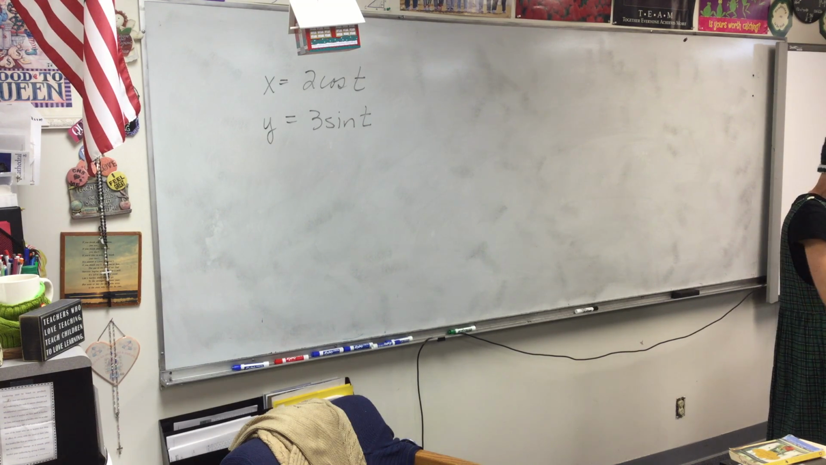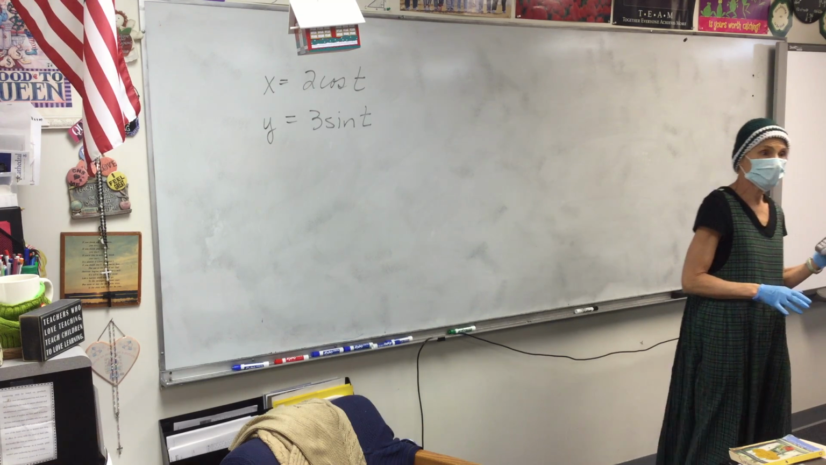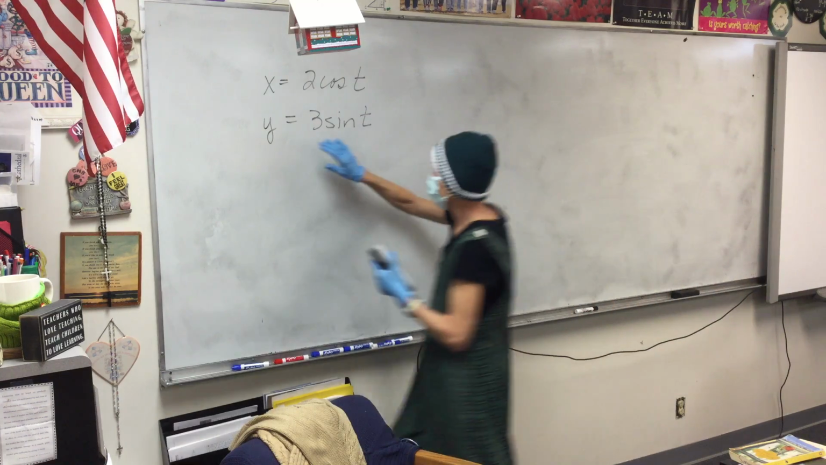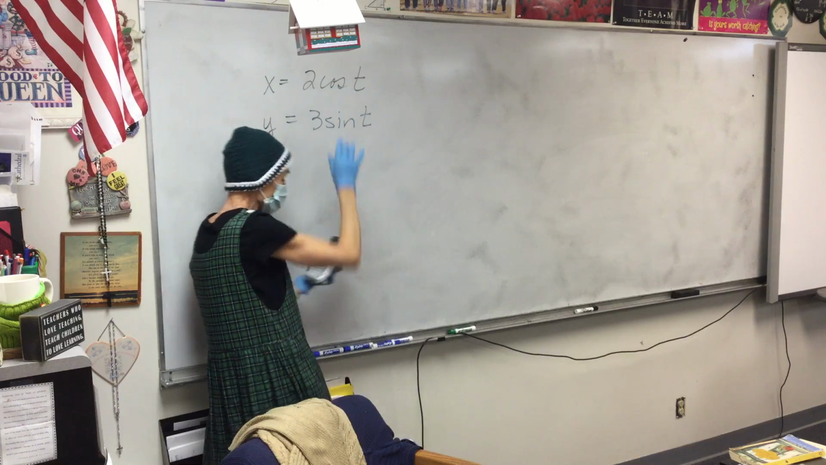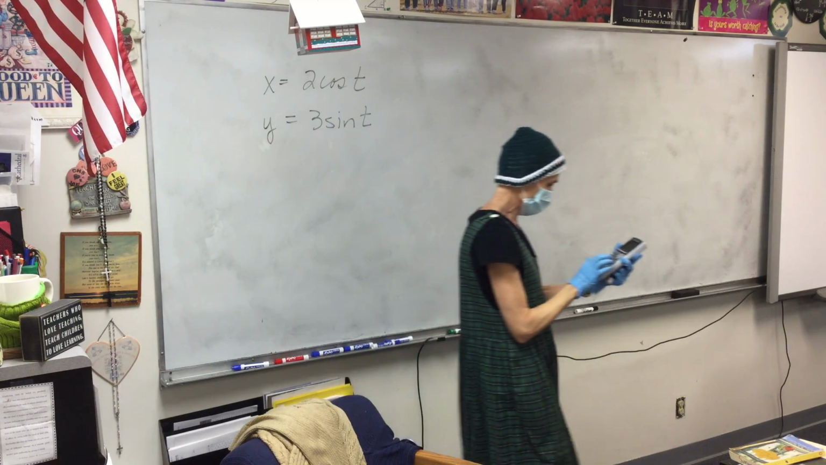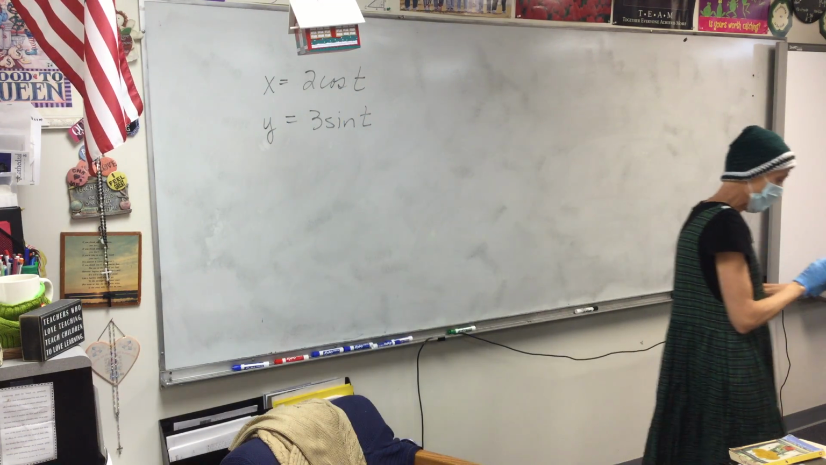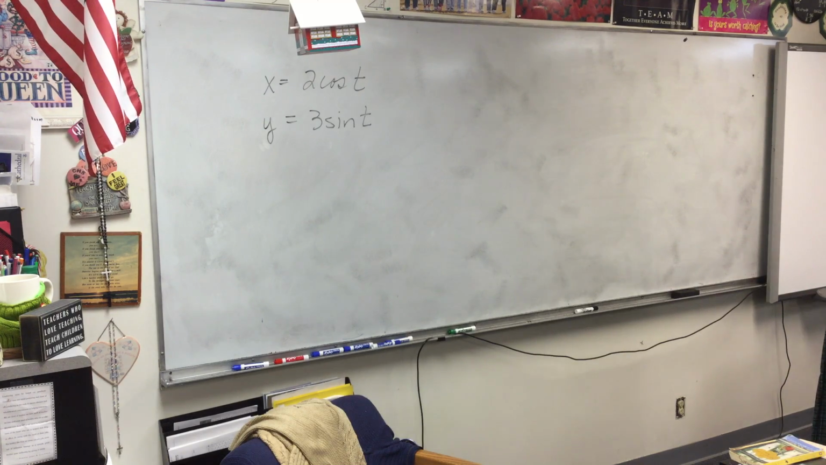All right, everybody good? Now, press Y equals, and you will notice that now the calculator is asking you for 2 different equations, right? So let's put them in. So 2 cosine t, and don't be alarmed, the t is your x button. Only now it's a t button because you're in parametric mode. And then 3 sine t.